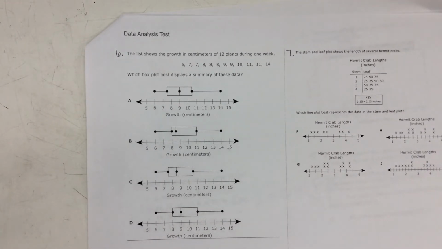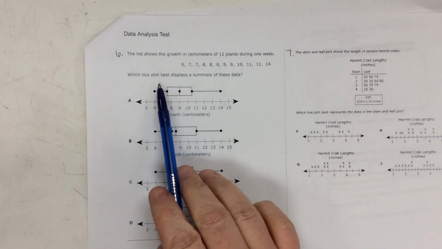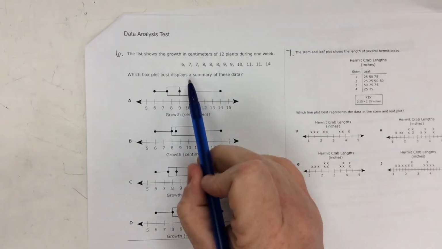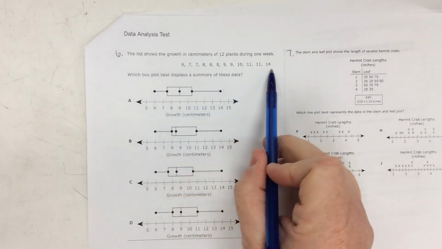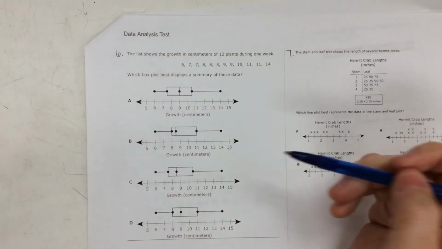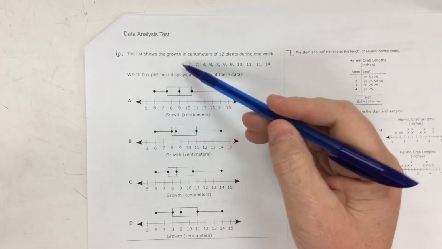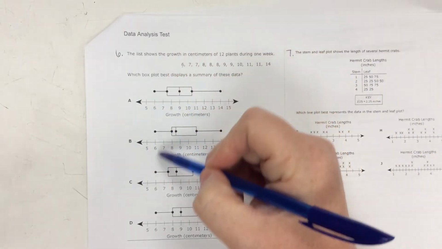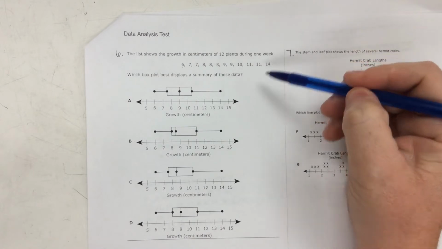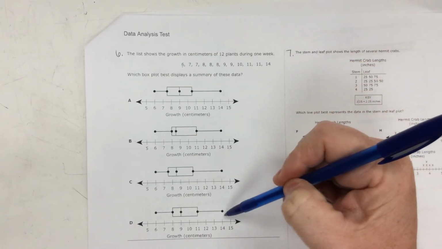Okay, this list shows the growth in centimeters of 12 plants during 1 week. Which box plot best displays the summary? So the first thing is, are these in numerical order? And they are. My minimum for each one should be a 6, and they are. My maximum should be a 14, and they are.